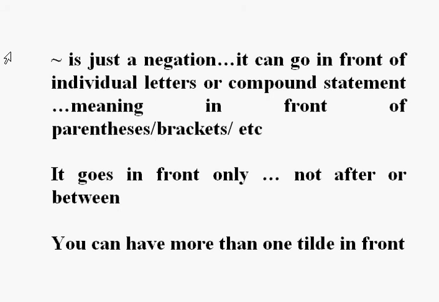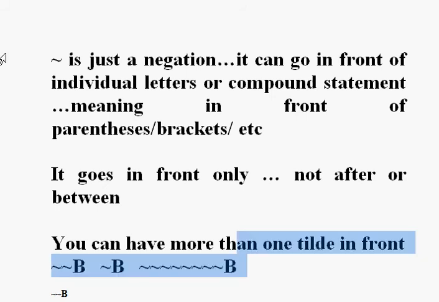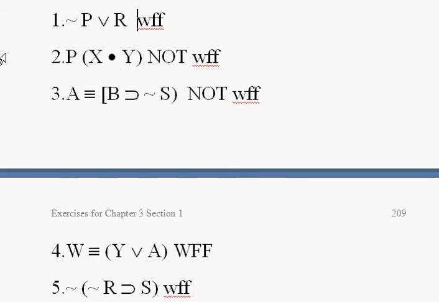And you can have more than one tilde in a row. You can have things like tilde, tilde, B. That's fine. That's not a problem. You could have just tilde, B. You could have tilde, tilde, tilde, tilde, tilde, B. That's actually fine. Tildes just negate the thing after it. So this would be saying not B, and so on and so forth. And that's fine. So let's do a few of these problems.